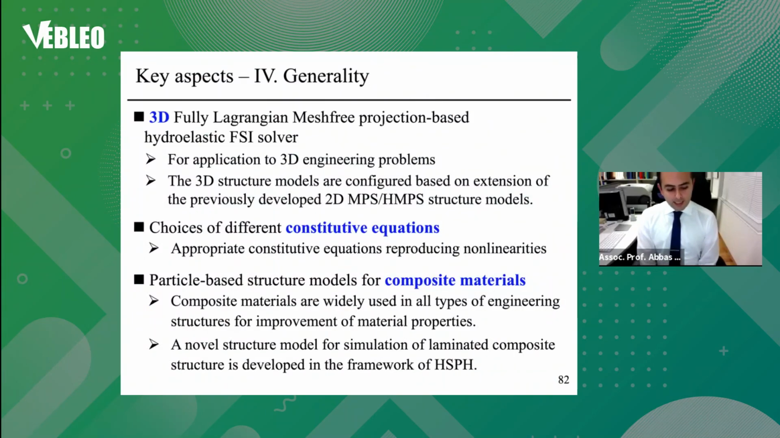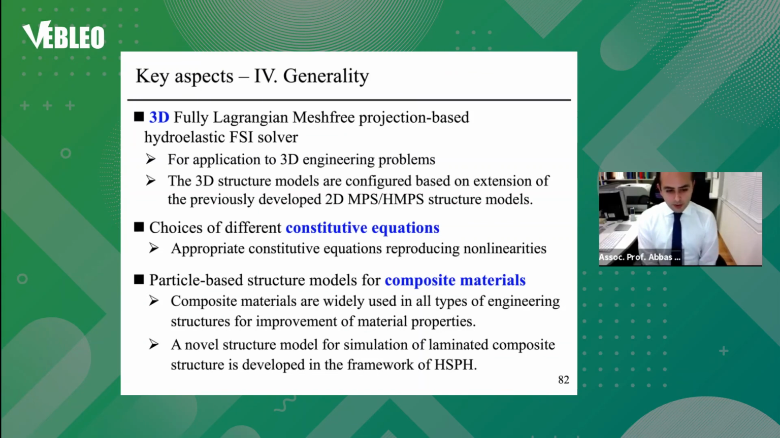And the last part of my talk will be related to the generality for the development of the solvers. Firstly, we need to make sure that we can easily extend the method to 3D, which is the case here. And also the choice of constitutive equations for different problems that we are solving. We need to be careful to select the proper constitutive equation. This is very important because in Newtonian mechanics we need to set a proper constitutive equation, but then we need to take the divergence of the stress tensor, and this may need some careful attention.